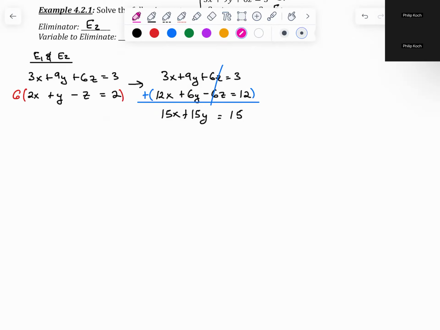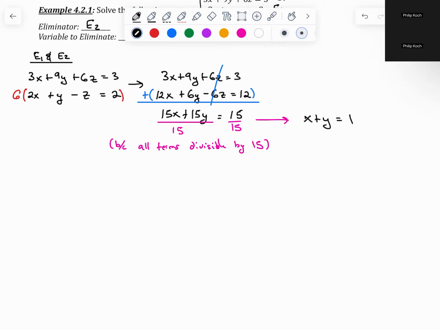Sure. We can divide both sides of this equation by 15 because all terms are divisible by 15. And that will give us x plus y equals 1. So that's the equation we get when we eliminate the variable z from E1 and E2.